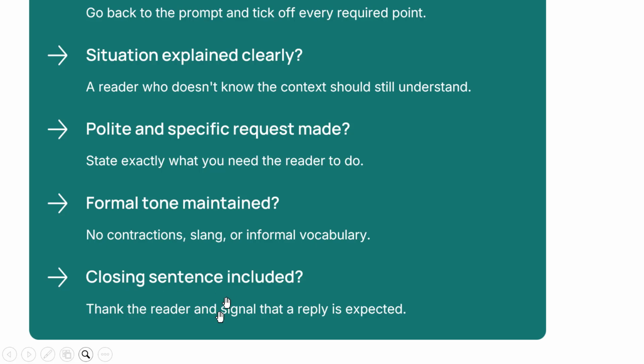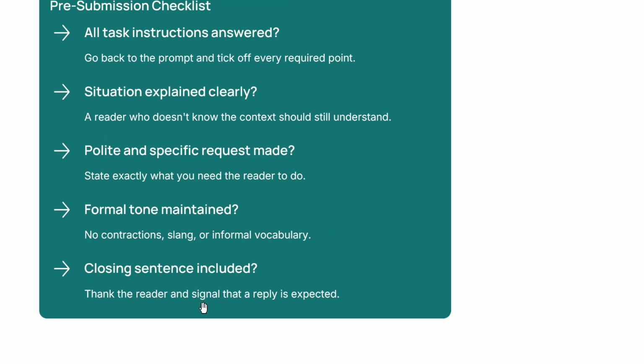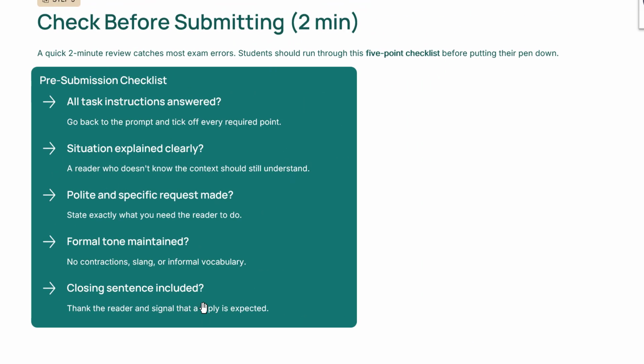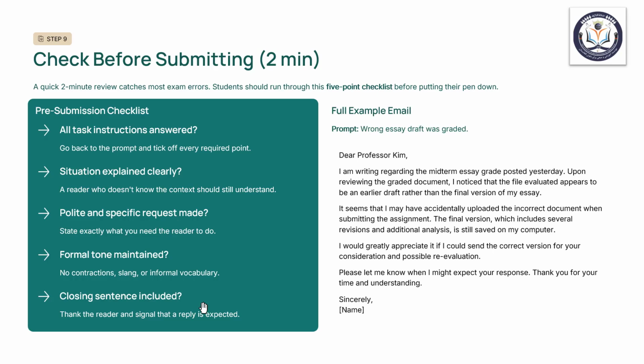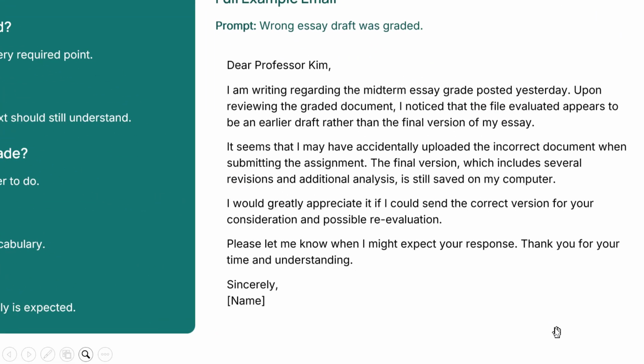And finally, we may have a closing sentence included. So these are the 5 checklist points we need to consider while submitting our response. Before doing that, we have to check these important things. So let's look at a sample email and how it looks.